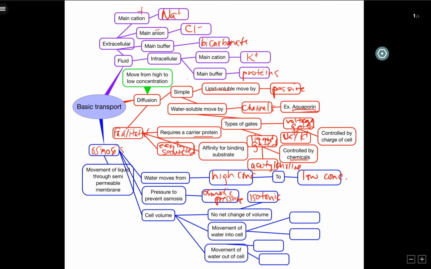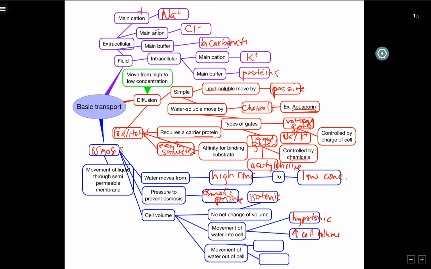When we have movement of water into the cell, that's usually a hypotonic solution, where we have an increase in cell volume, which means you have a lot more water on the outside of the cell that's moving to the inside.